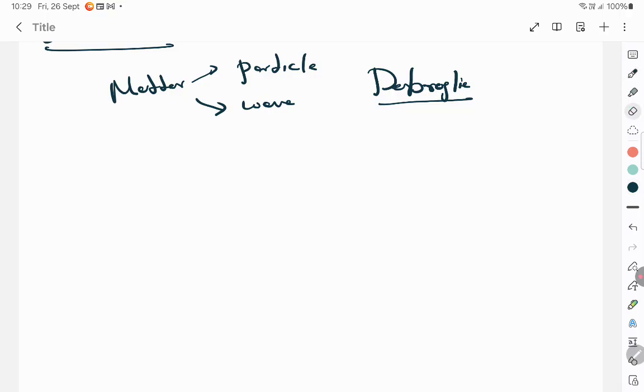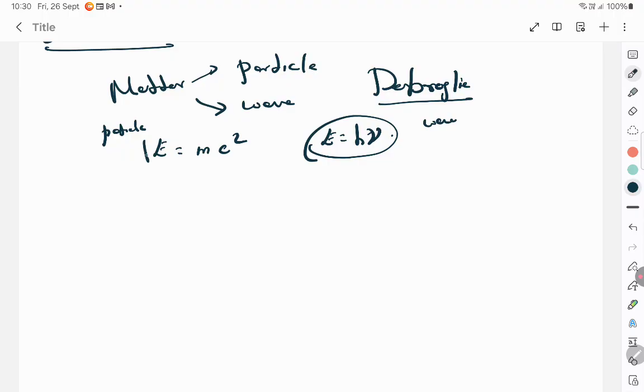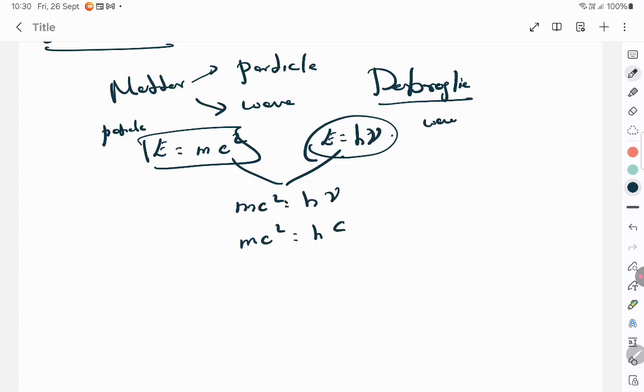And he took Einstein's mass-energy equation, E is equal to mc square, and Planck's quantum theory, E is equal to h mu. This is called Planck's quantum theory. Planck's quantum theory is based on wave nature, and E is equal to mc square is based on particle nature. This is Einstein's theory and this is Planck's quantum theory, and he equated both the energies and wrote mc square is equal to h mu, and instead of mu he wrote h into c by lambda.